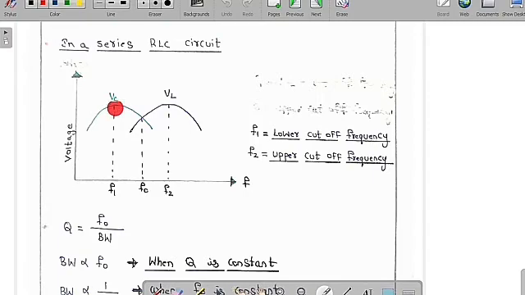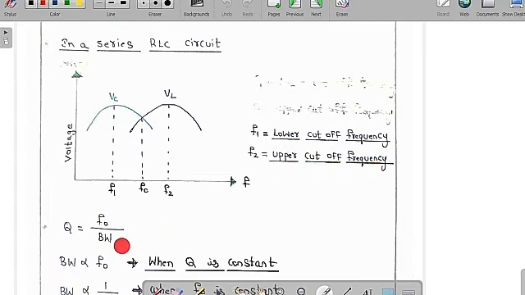So the capacitor voltage will reach its maximum value near the lower cutoff frequency, whereas at the higher cutoff frequency, the voltage VL, the voltage across the inductor, is going to reach the maximum. But at resonant frequency, the magnitude of the capacitor voltage and the magnitude of the inductor voltage are the same. F1 we are going to call the lower cutoff frequency, and F2 we are going to call the upper cutoff frequency.